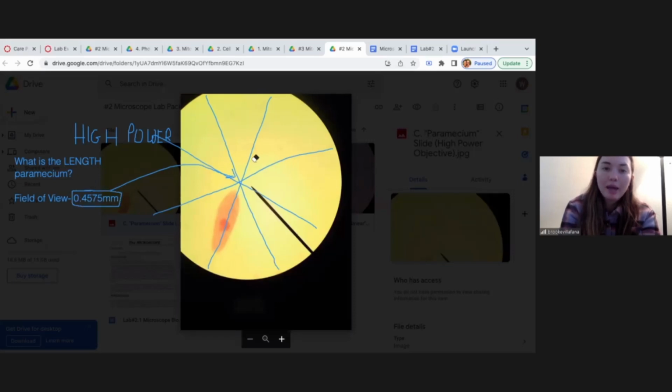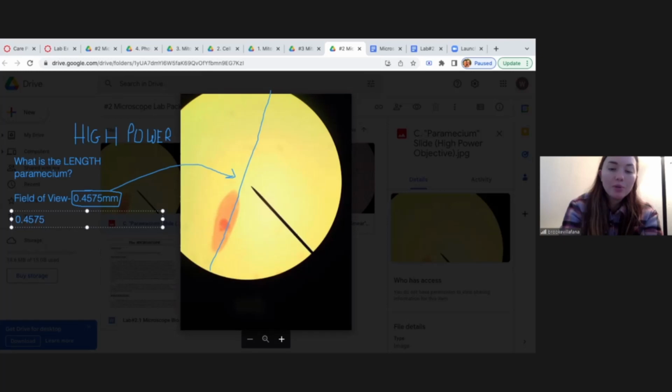So now you just imagine that you basically sliced it right through the paramecium like this. And now you guess how many parameciums fit across that 0.4575. So 0.4575 millimeters divided by how many? So I think it's a guess. So you guys guess. So I think it looks like 2, and then most of 1, and then probably counting this, a third one. So I'm going to do 3. Does that make sense? Because it's kind of like almost 1 and then a little more. So 3 would fit across.